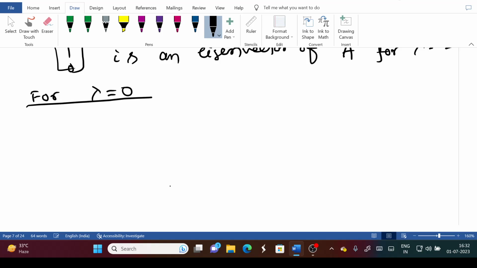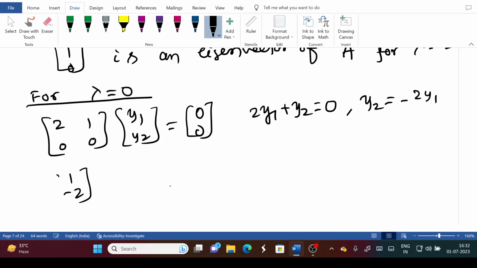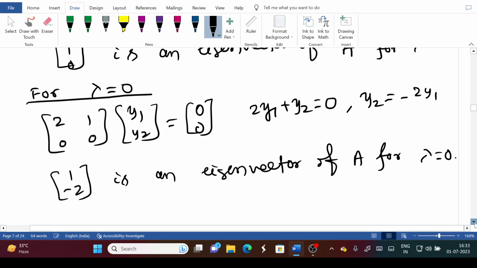So what I will get? The original matrix [2, 1; 0, 0] times [y1, y2] is equal to [0, 0]. So what about the relation? 2y1 plus y2 is equal to 0, or y2 is equal to minus 2y1. So what about the eigenvector? (1, -2) is an eigenvector of A for lambda is equal to 0. So I got all the eigenvalues and eigenvectors.